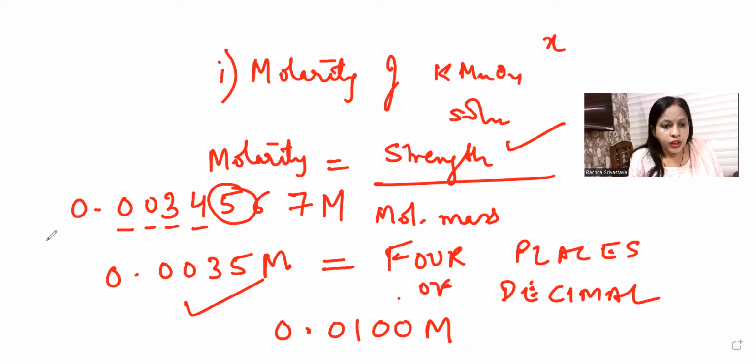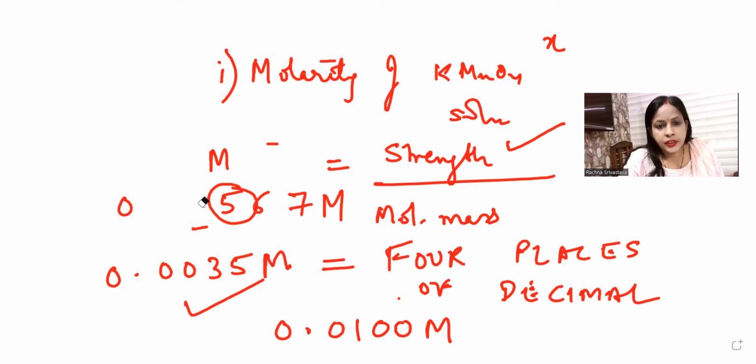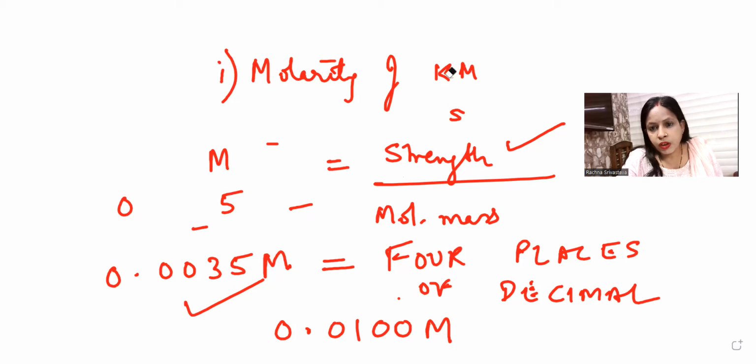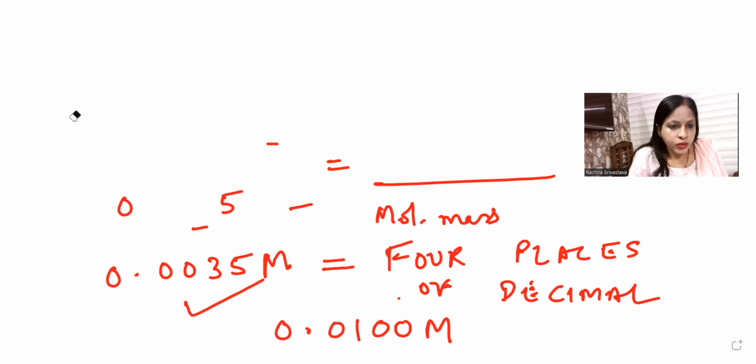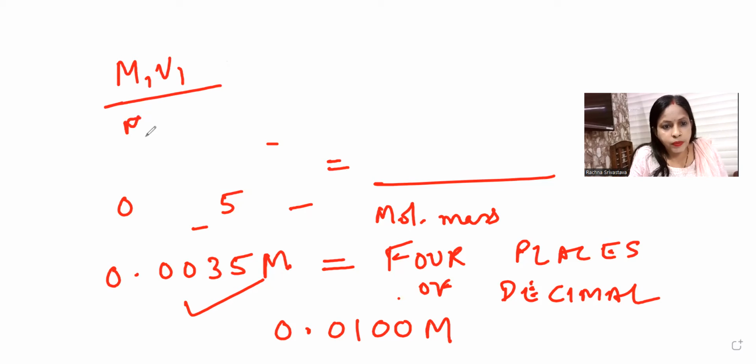Then comes your second part, the molarity of the second solution. Now, when you are calculating the molarity of the second solution, children, then in that case, the formula will be M1 V1 upon M2 V2 is equal to N1 upon N2.